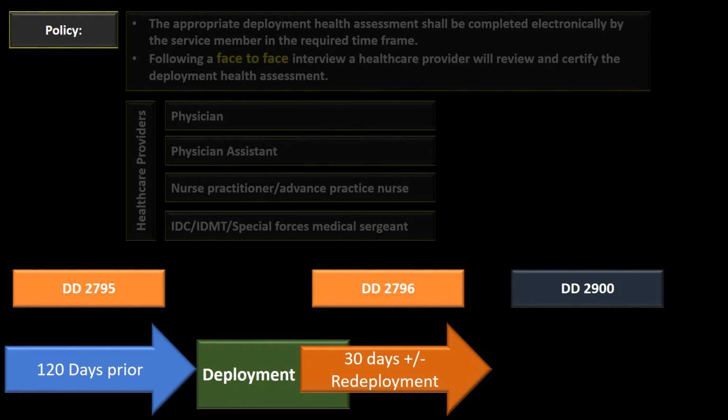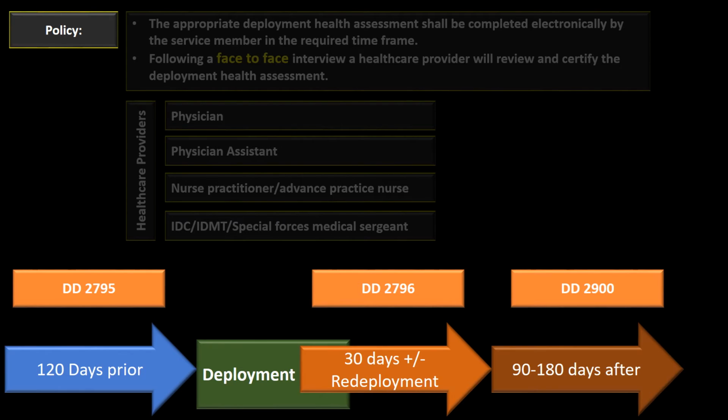And then moving on to the post-deployment health reassessment. Your DD 2900, the time frame for that will be 90 to 180 days after the redeployment, after you've come home. So 3 months to 6 months after you've come home, that is your time window for doing your 2900, which is your post-deployment health reassessment.